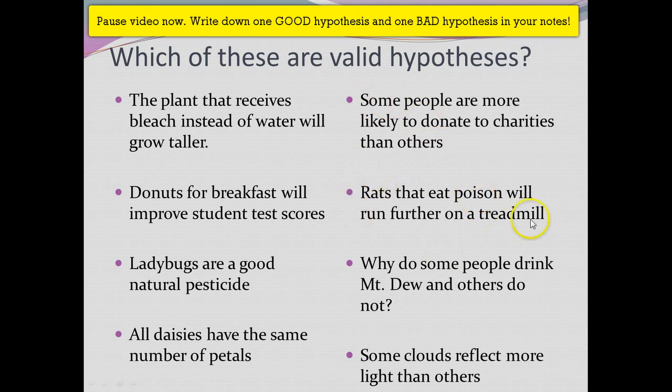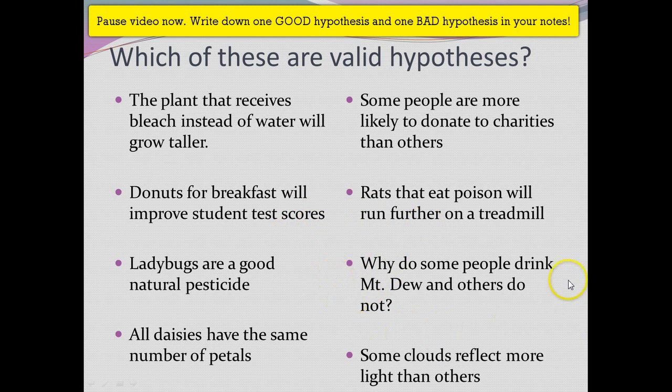Next here, rats that eat poison will run further on a treadmill. Great hypothesis, terrible idea. It's a great hypothesis because it's very specific. I could give rats poison and see if they do run further on a treadmill. Hint, they won't. But it's a great hypothesis. It has all the things that we need.